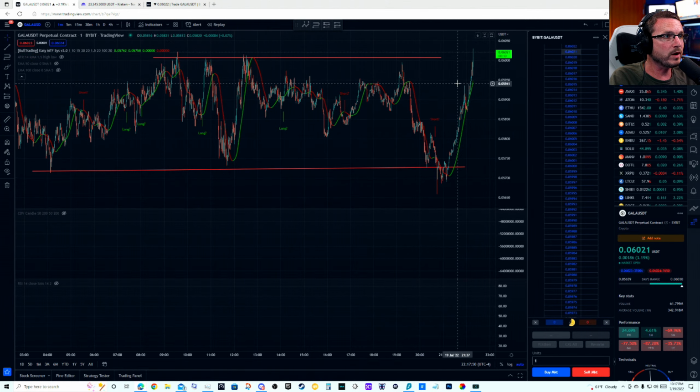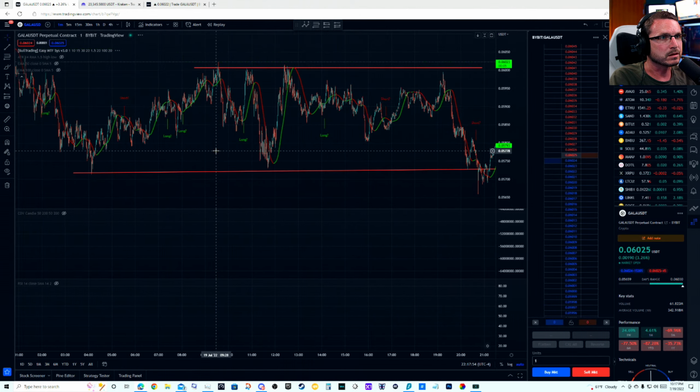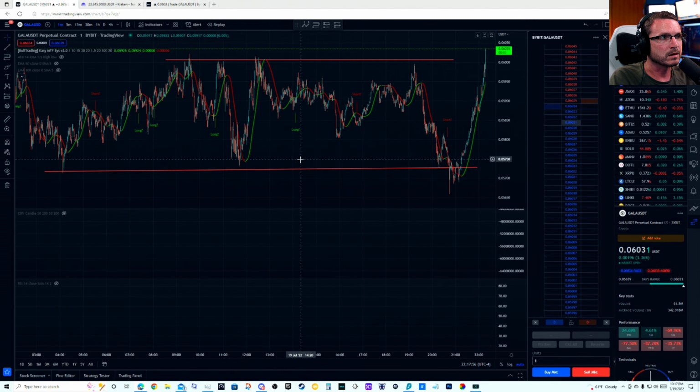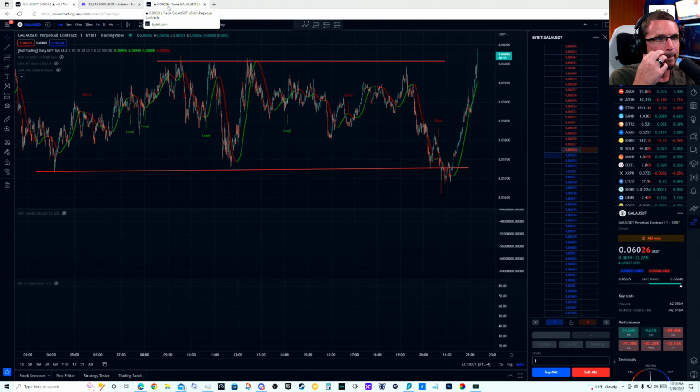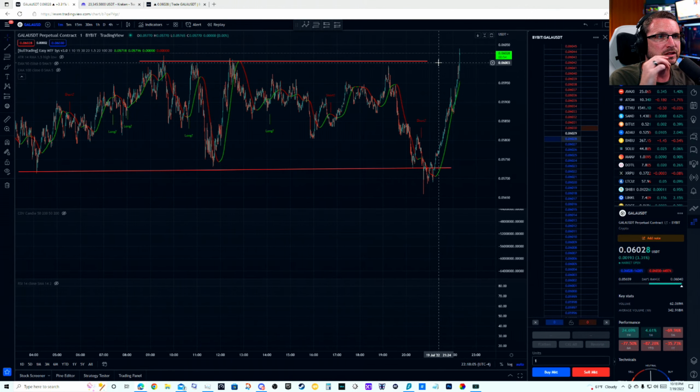Are they gonna? Oh, they broke it. No, they're still at the resistance. They're still there. They finally broke it. They broke it. They finally broke it. This is a pivotal moment right here. I love to see it. I will be trading bullish all night probably.